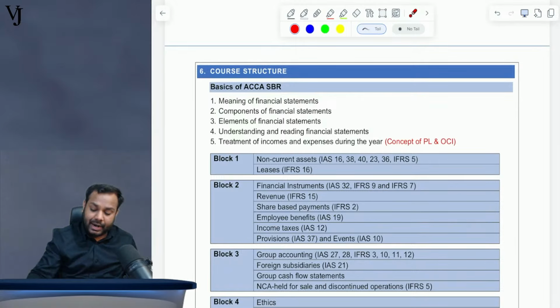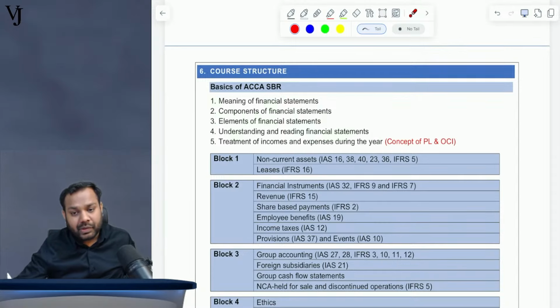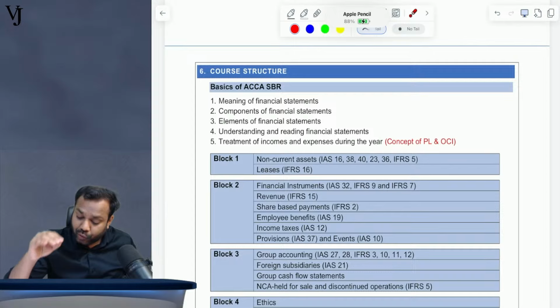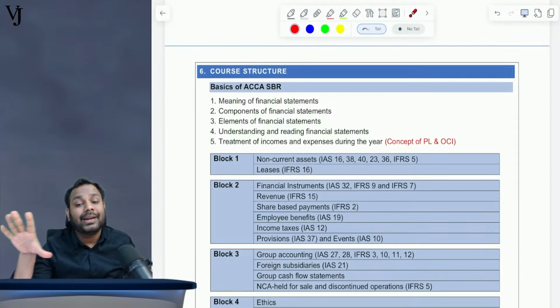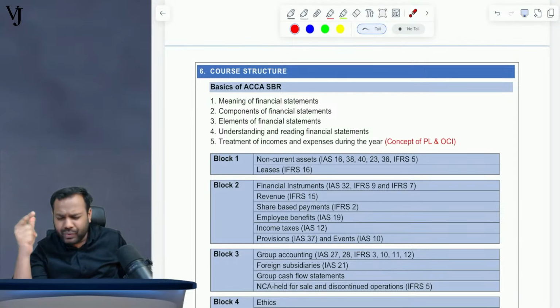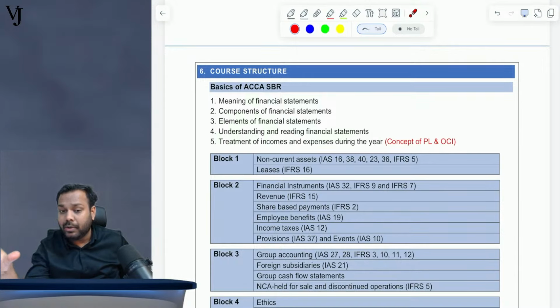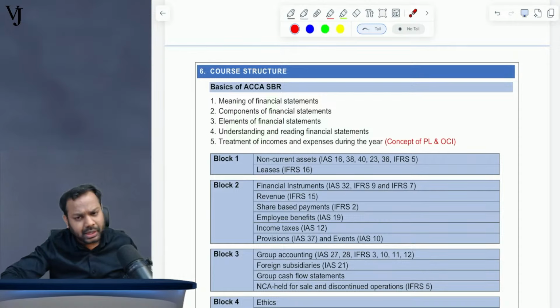Sir, I am facing an issue knowing which standard I can put in a specific scenario. You will get to know when you know the standard really well. It will not be a challenge at all. Don't worry, we'll discuss everything in the classes.